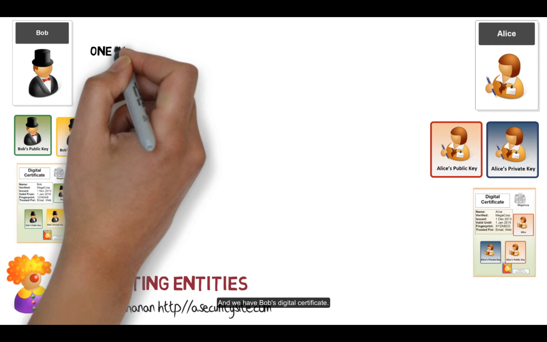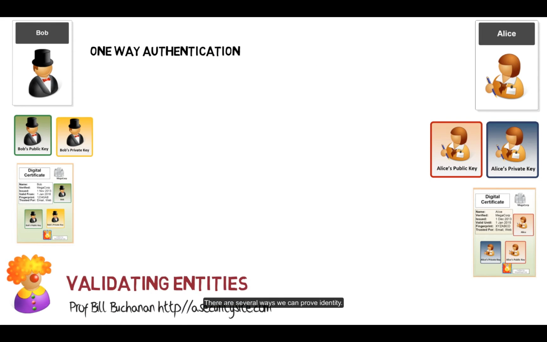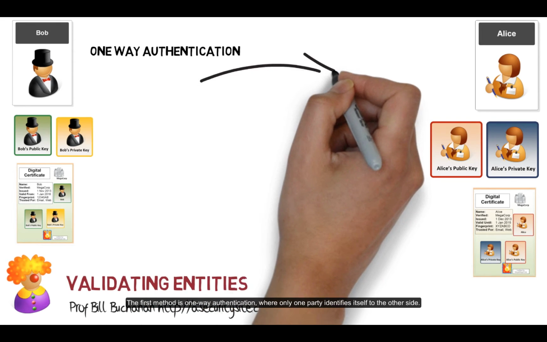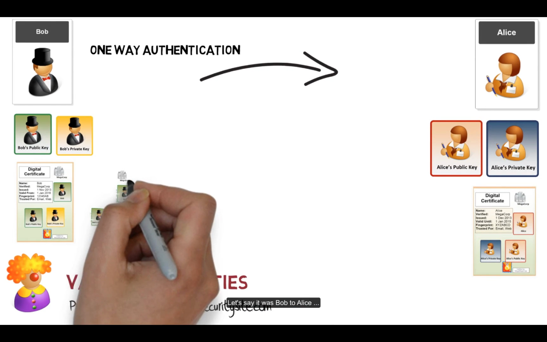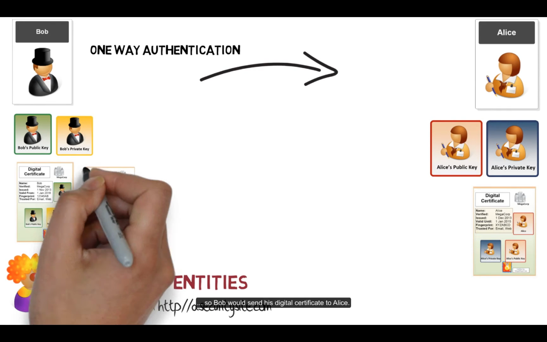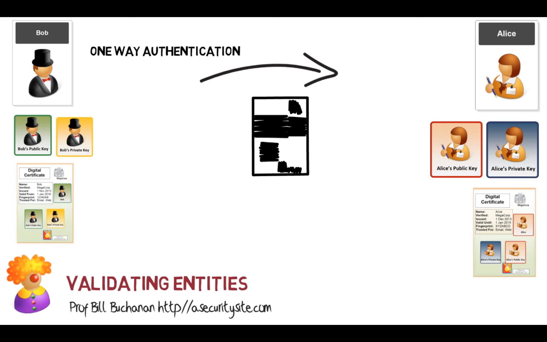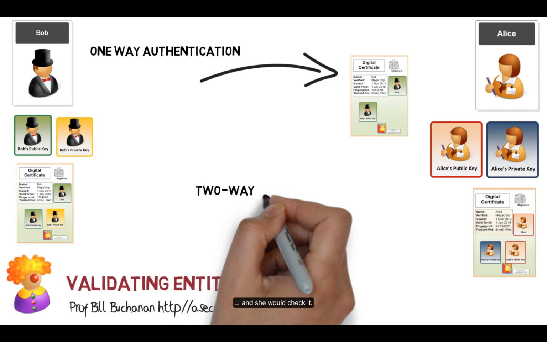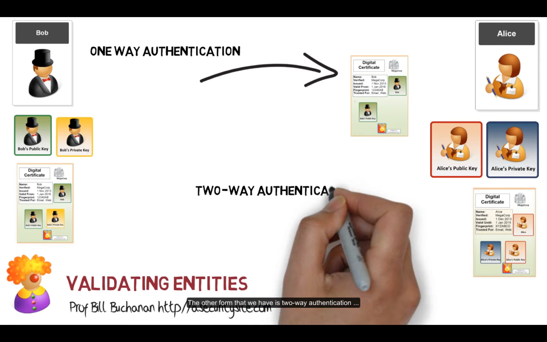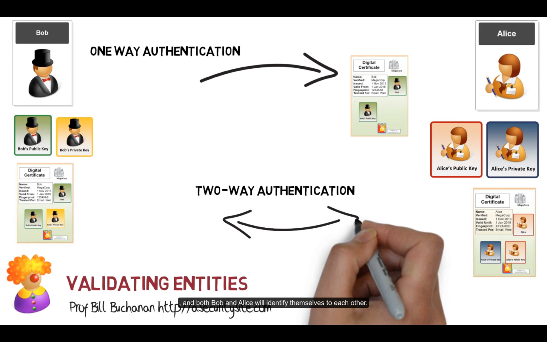So there are several ways that we can prove identity. The first way is what's called one-way authentication. In this case, only one of the parties authenticates themselves to the other side. So let's say it was Bob to Alice. Bob would send his digital certificate to Alice, and she would check it. The other form that we have is what's called two-way authentication, and in that way both Bob and Alice will send their certificates.